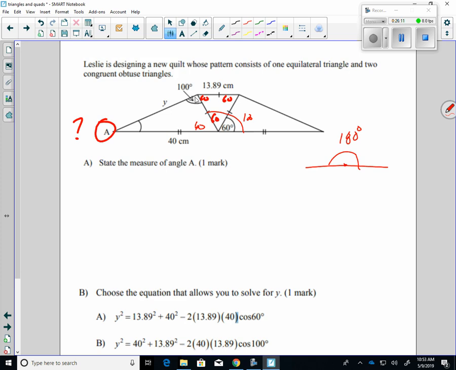Now I got two triangles. I got a triangle, and I got two angles in my triangle. I got 100 and I got 60. That's 160. This one, A, has to be 20. Bingo. Angle A must be 180 minus 160, or 20 degrees.